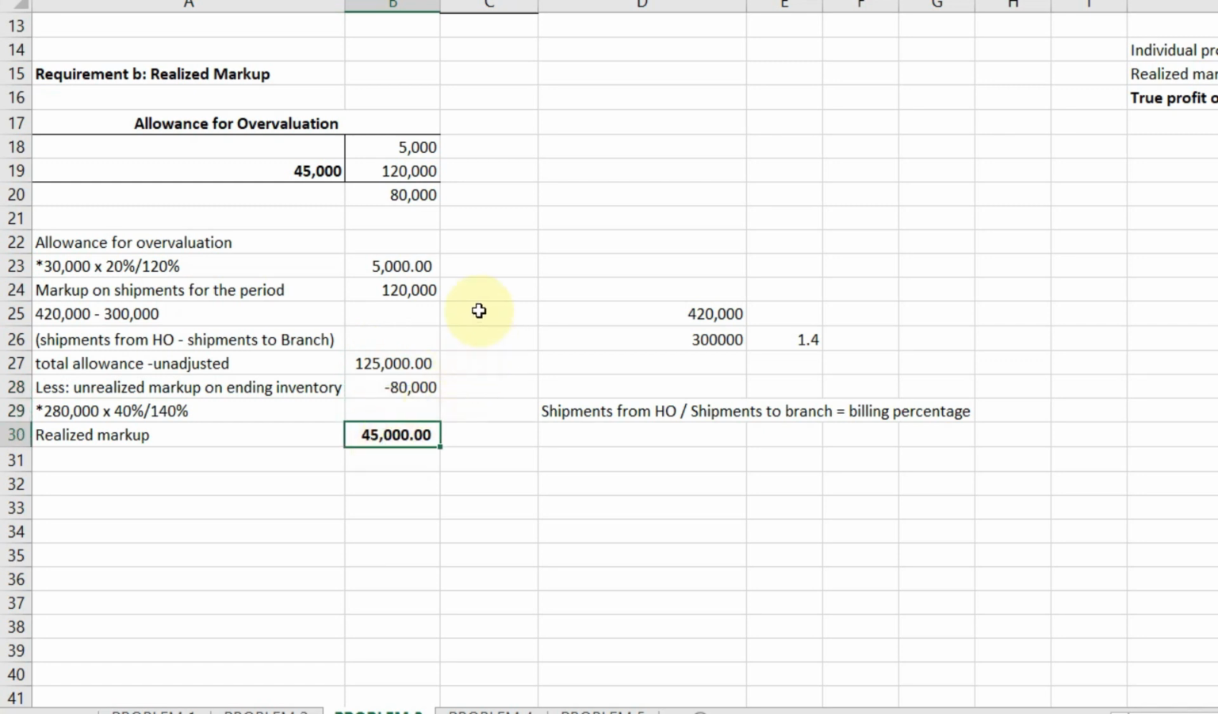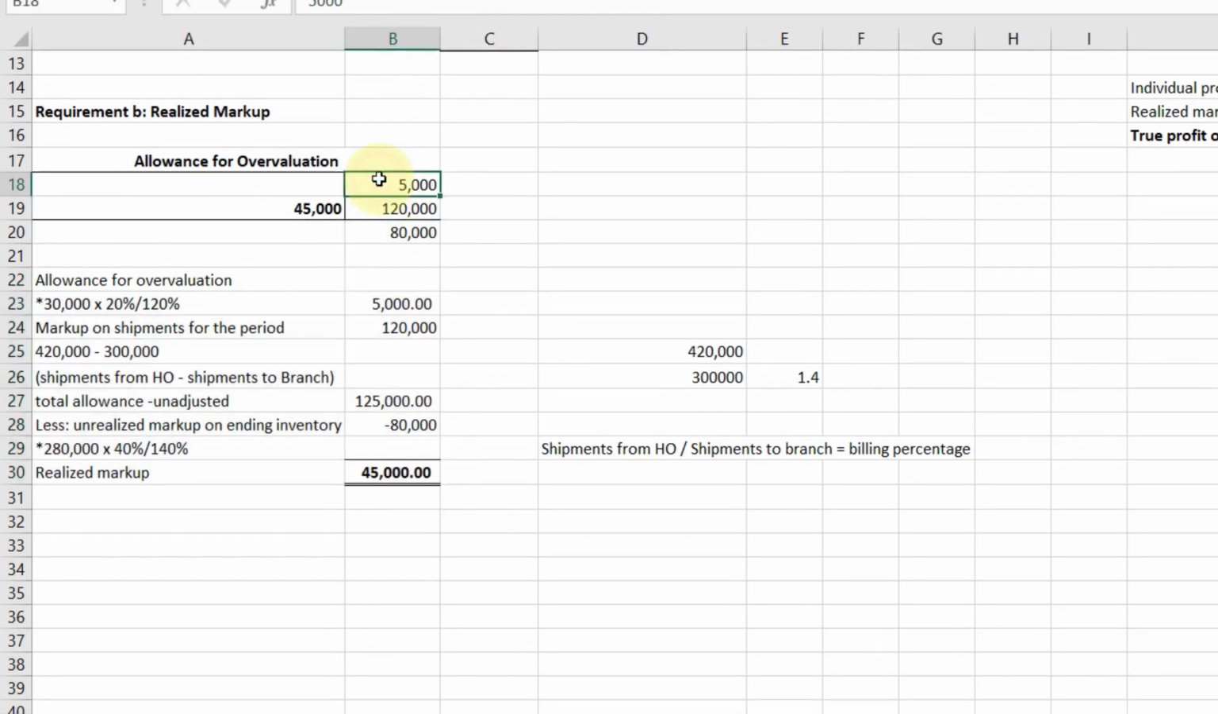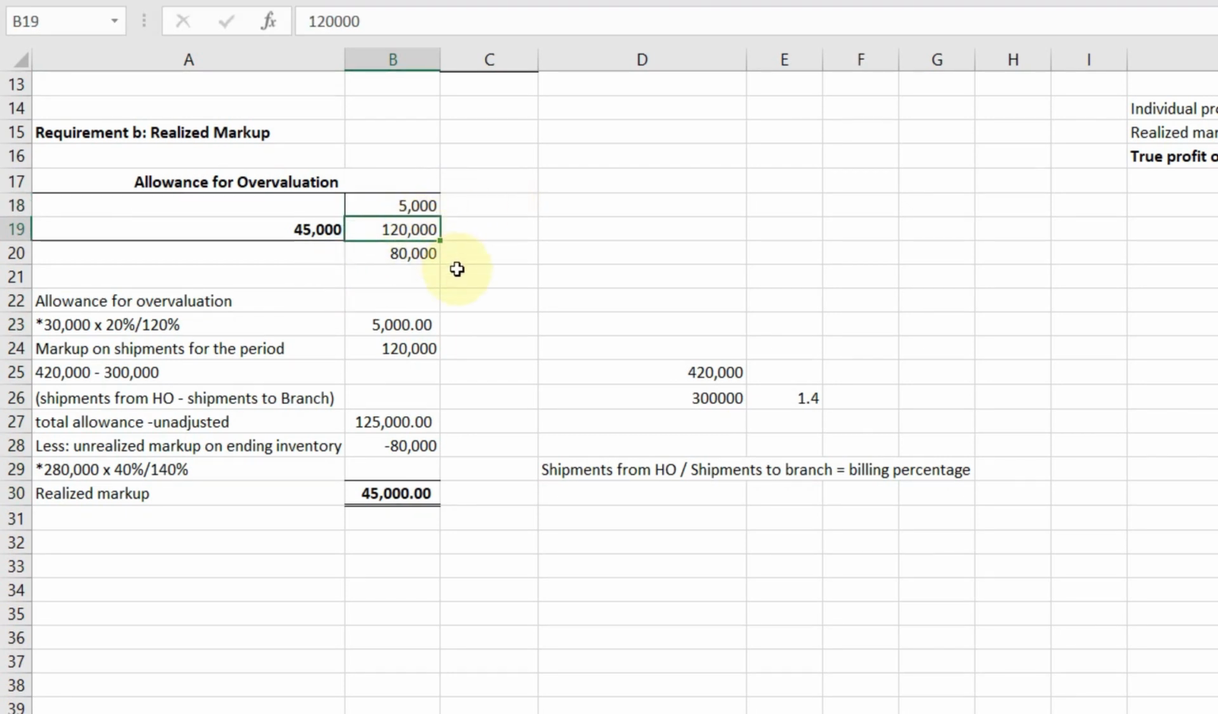Okay, kung ayaw nyo ng gantong sauluhin, you just do the T account. You first put the beginning balance na 5,000, yung kinumpute natin kanina from inventory beginning. You put the additional overvaluation from the new shipments na binigay na 120. Okay, and you put, kasi nga madaling makuha, yung ending balance ng overvaluation, which comes from the unrealized markup on ending inventory, 80,000. So, to compute for realized markup, you do the quadrant method, plus, minus. Okay, so you'll get 45,000. Okay, I hope that's clear.